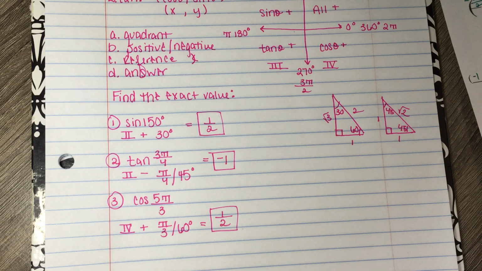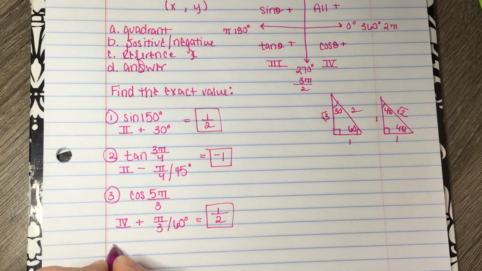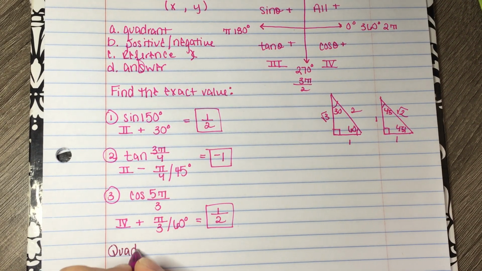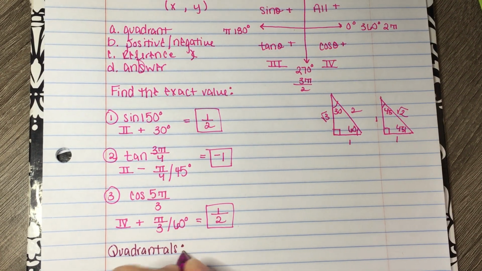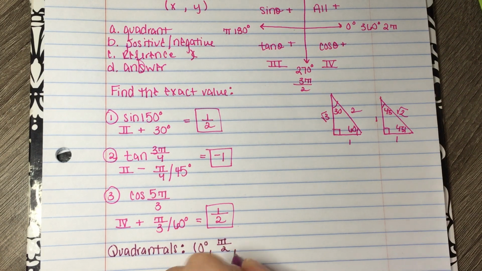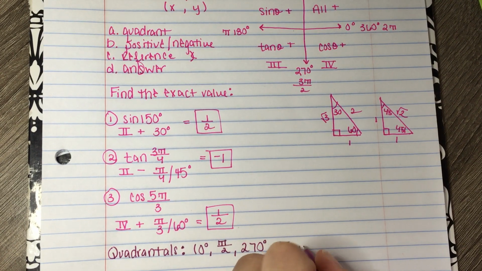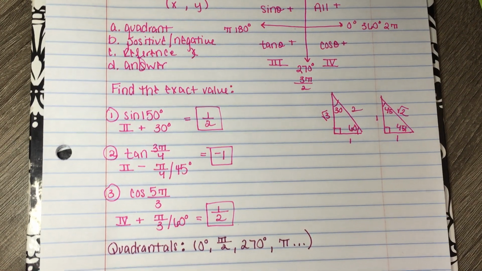All right. Now we're going to move on to today's lesson, which is talking about quadrantal angles. If you need a quick refresher, quadrantal angles are any angle that lies on an x or y axis. I'm just going to put here in parentheses, that's like 0 degrees or pi over 2, or 270 or pi, and so on. Any angle that lies on a quadrant.